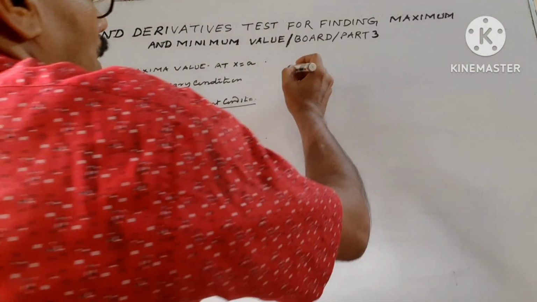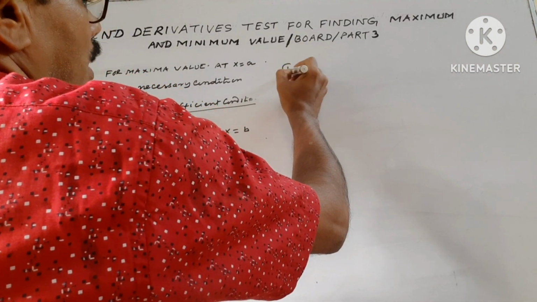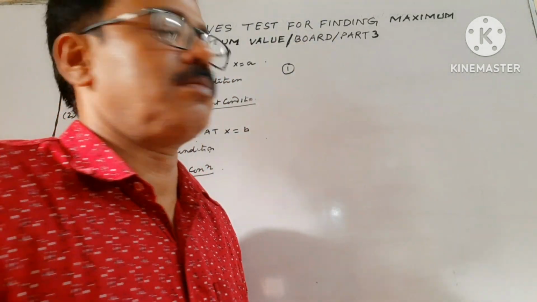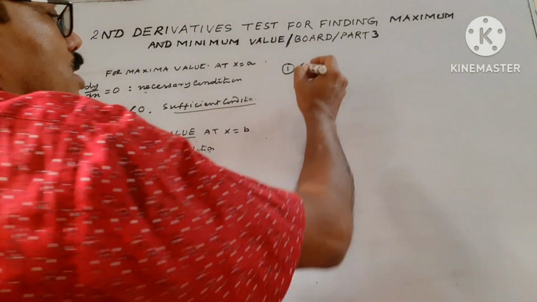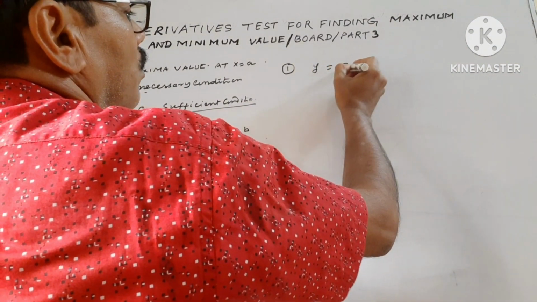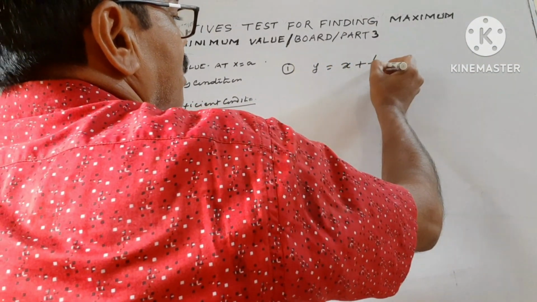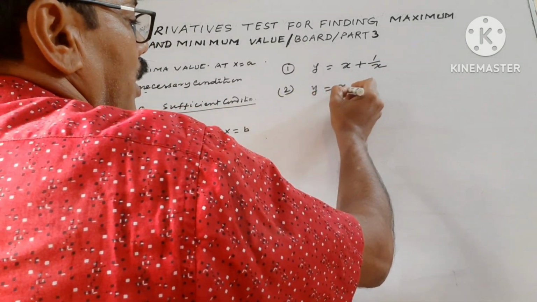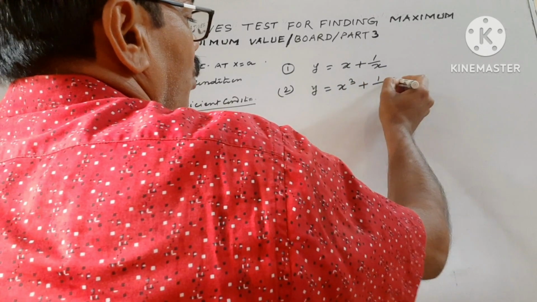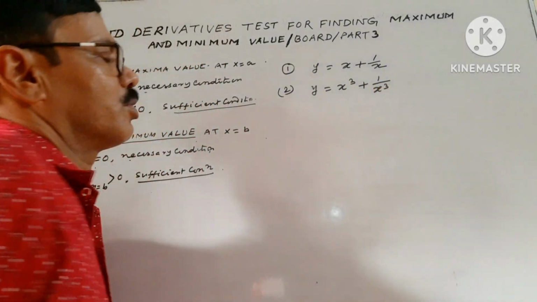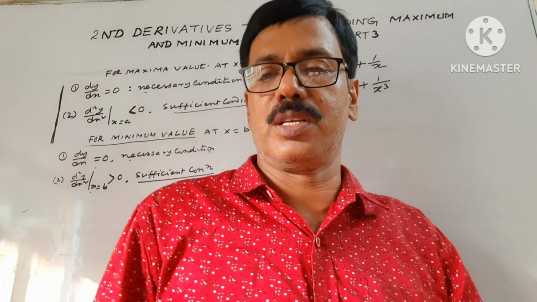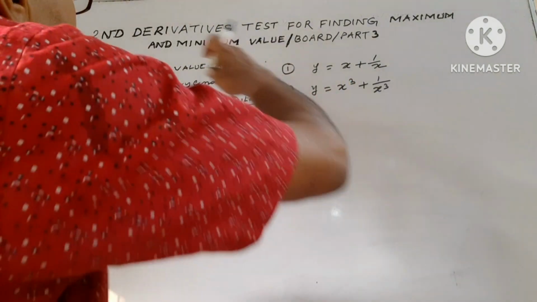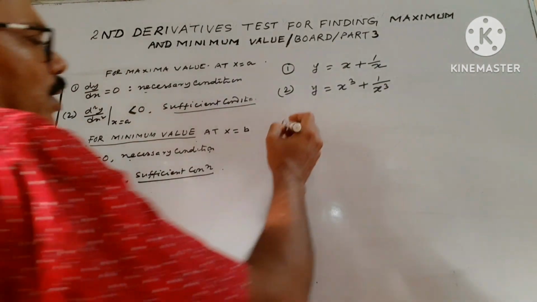Now give an example of a function for which the minimum value is greater than the maximum value. This is the most important problem for the board. This type of function is y equals x plus 1 by x, or x cube plus 1 by x cube. So odd power plus the reciprocal of the odd power.